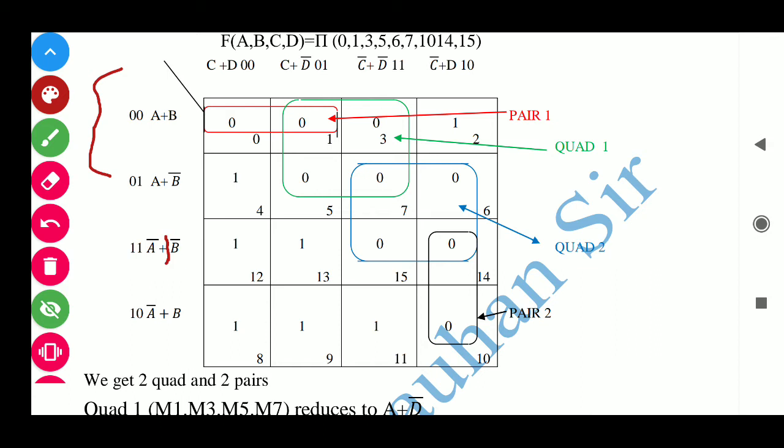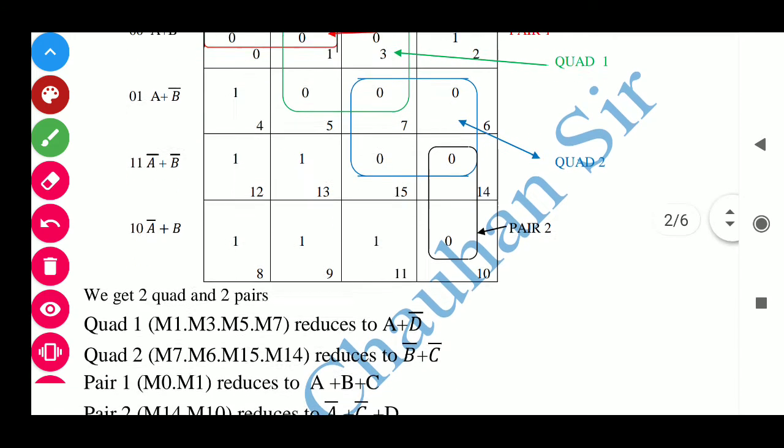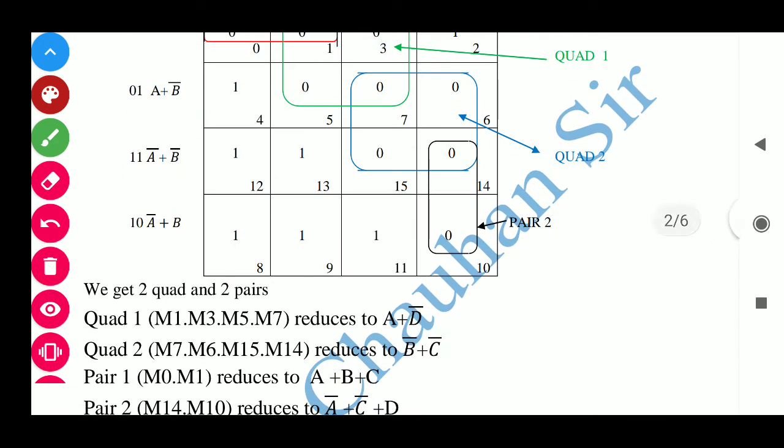This one. So here D is not changing its state, so we will take D not. Okay. So see here we have reduced it to A plus D naught. Same way quad 2, M7, M6, M15 and M14 reduced to B naught plus C naught.